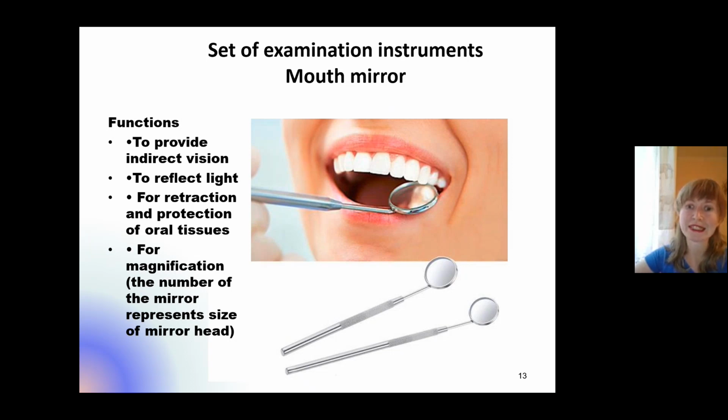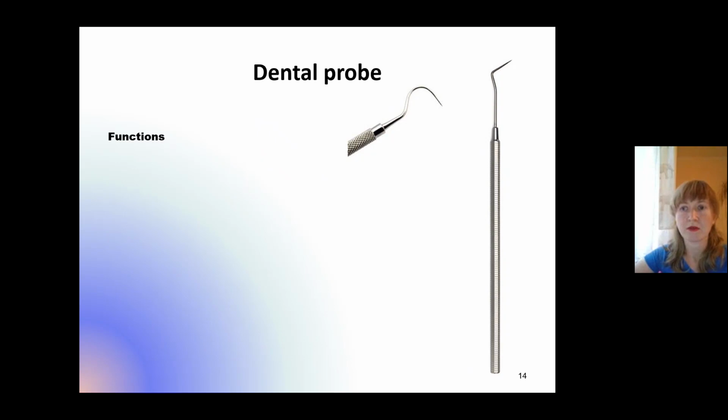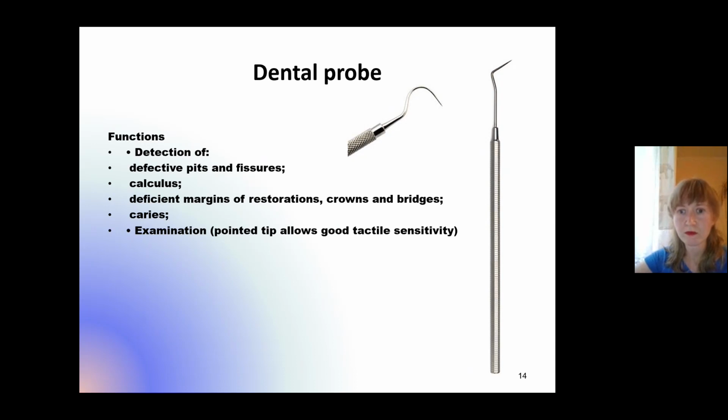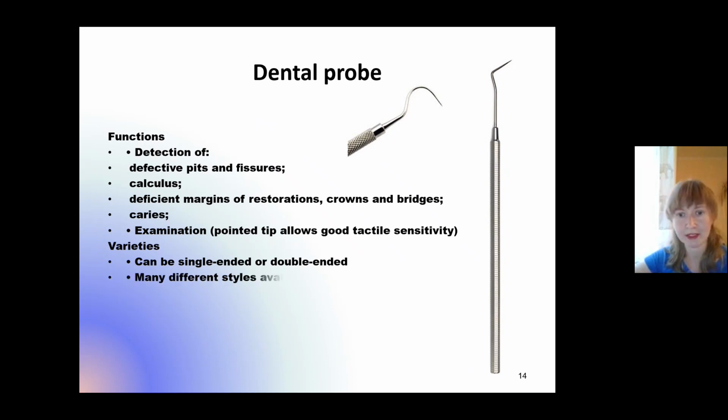The number of the mirror represents size of mirror head. Dental probe. So this instrument is used for detection of defective pits and fissures, calculus, deficient margins of restorations, crowns and bridges, caries, examination of tooth surface, pointed tip allows good tactile sensitivity. There are a number of varieties. It can be single-ended or double-ended. Different styles are available. Working ends may vary. It can be straight, as in this case, or curved or hooked, as in this case.